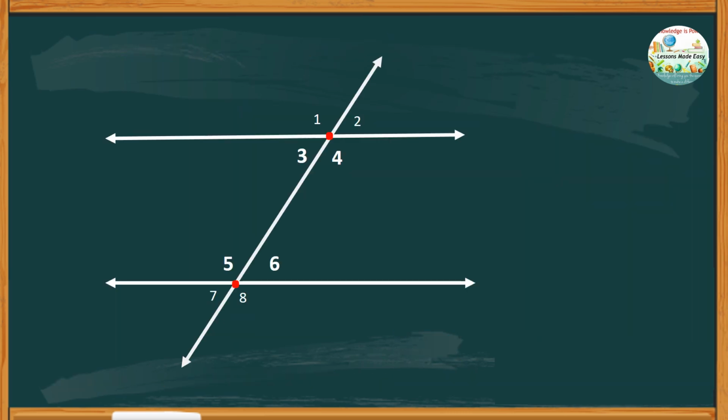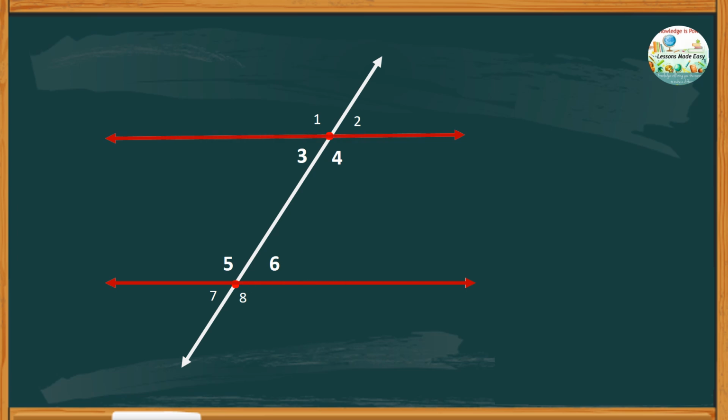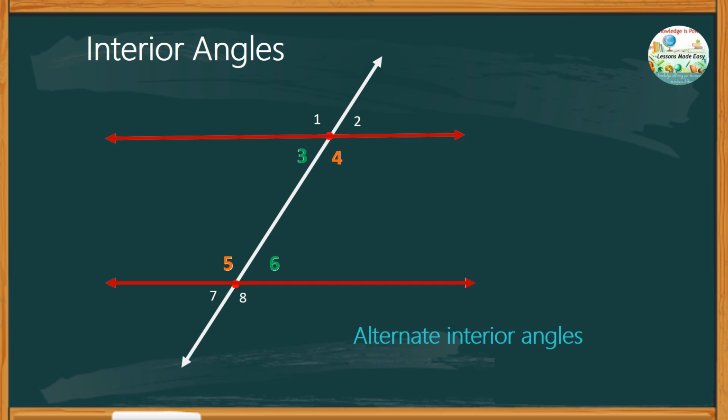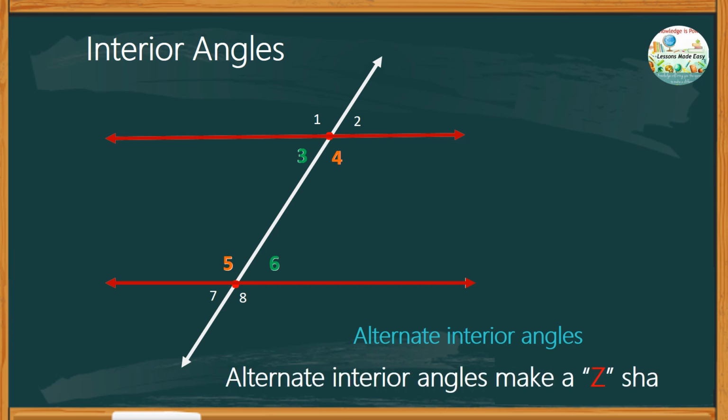Let's have another example. Have you noticed that 4 of the angles were formed between the parallel lines? These are angles 3, 4, 5, and 6. They are called interior angles. There are two types of interior angles, one of which is called alternate interior angles. Earlier we said corresponding angles make an F shape, but alternate interior angles make a Z shape.